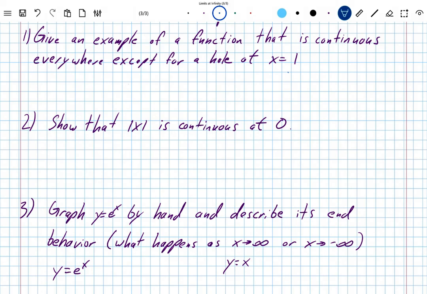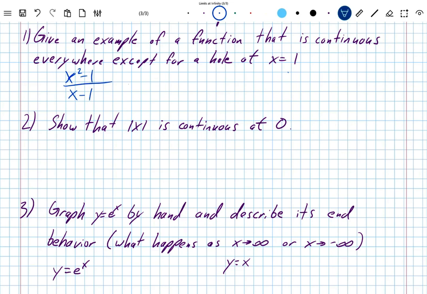All right. Hopefully you gave that a try. At least got far enough so that you know where you got stuck, and I can try to unstick you. There are, of course, infinitely many examples for this first one, but here is a great one. How about x squared minus 1 over x minus 1?